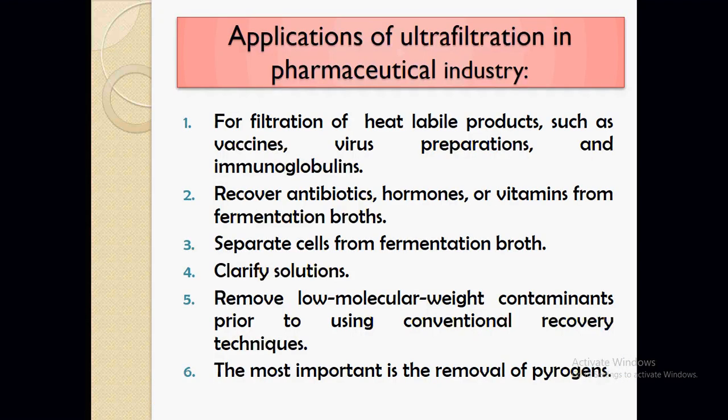The application of ultrafiltration in the pharmaceutical industry. How do we benefit from ultrafiltration in industrial pharmacy? It is used for filtration of heat labile products such as vaccines, virus preparations, and immunoglobulins, to recover antibiotics, hormones, or vitamins from fermentation broth, to separate cells from fermentation broth, to clarify solutions, to remove low molecular weight contaminants prior to using conventional recovery techniques, and the most important one is to remove pyrogens, because it works on the basis of molecular separation. This is very important, especially for injectable preparations, to remove pyrogens, and this is the best method to remove pyrogens from contaminated solutions.